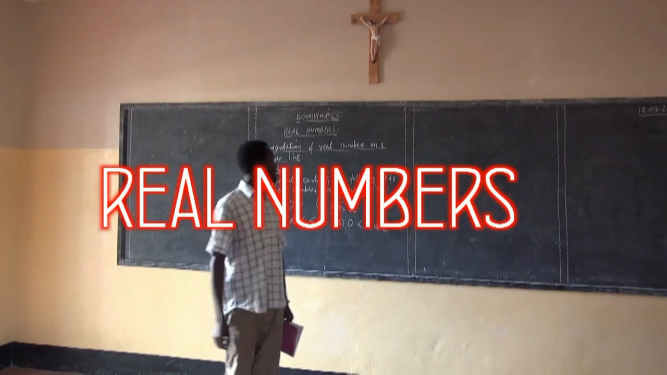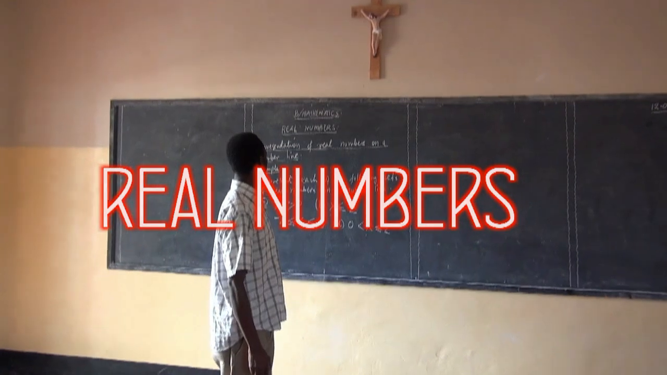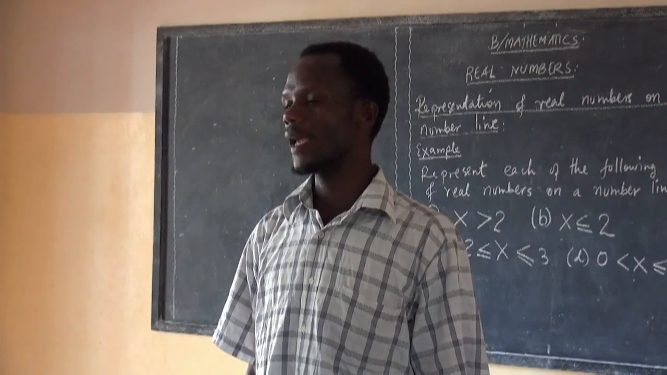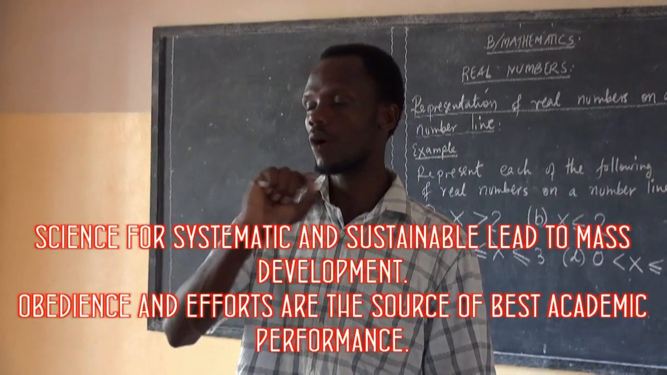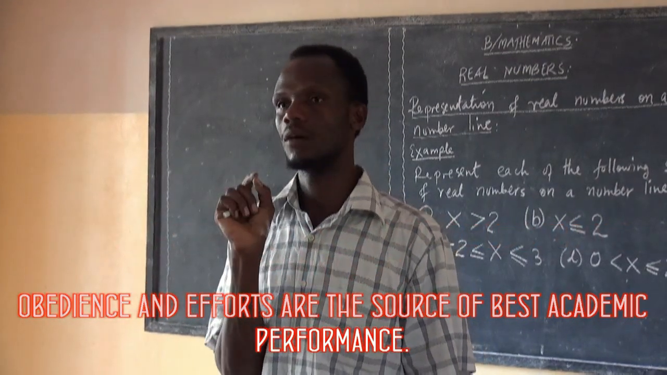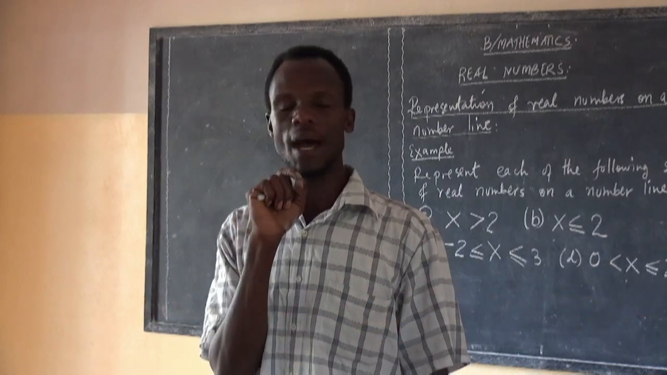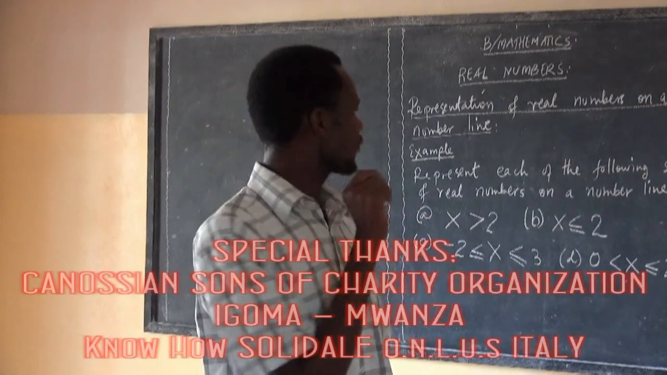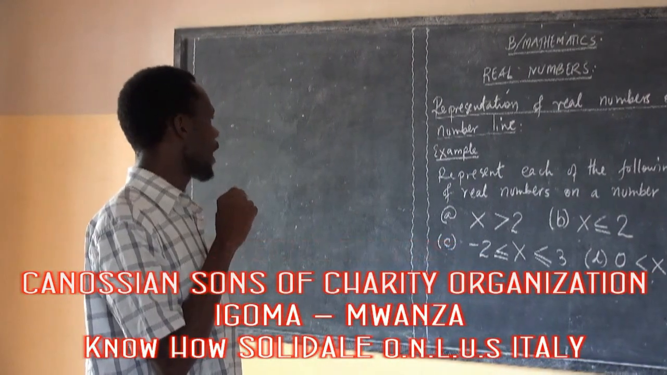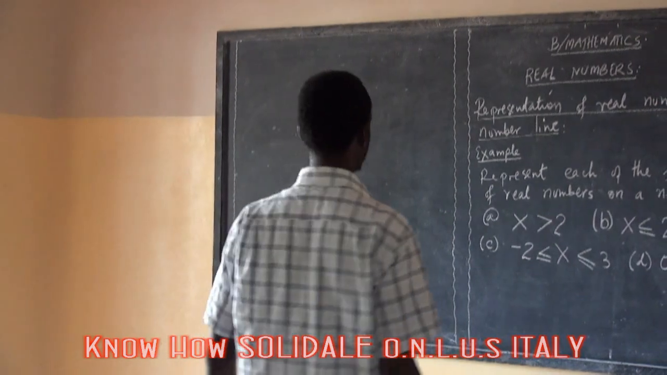Representation of real numbers on a number line. We say the number line consists of all positive and negative numbers, including 0. That's called a number line. But now, when you want to represent real numbers on a number line, if you look here, I've written an example.